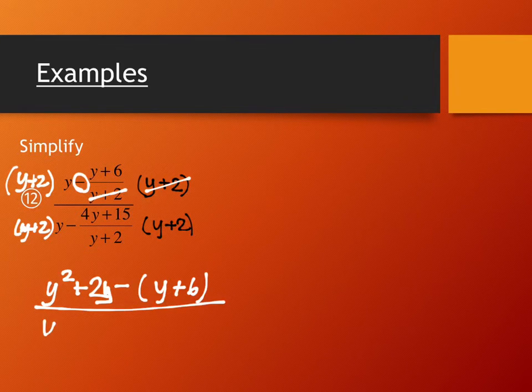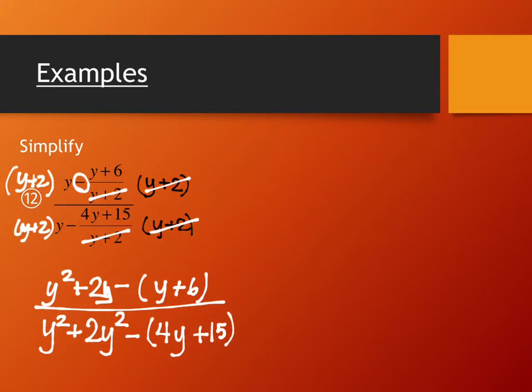And then over here again I have a y squared plus 2y. Please don't think you can go canceling those out. We talked about that last time. You can't cancel individual terms. You can only cancel factors. This y plus 2 cancels, so it leaves me with a negative, and then the 4y plus 15. So it looks like that.